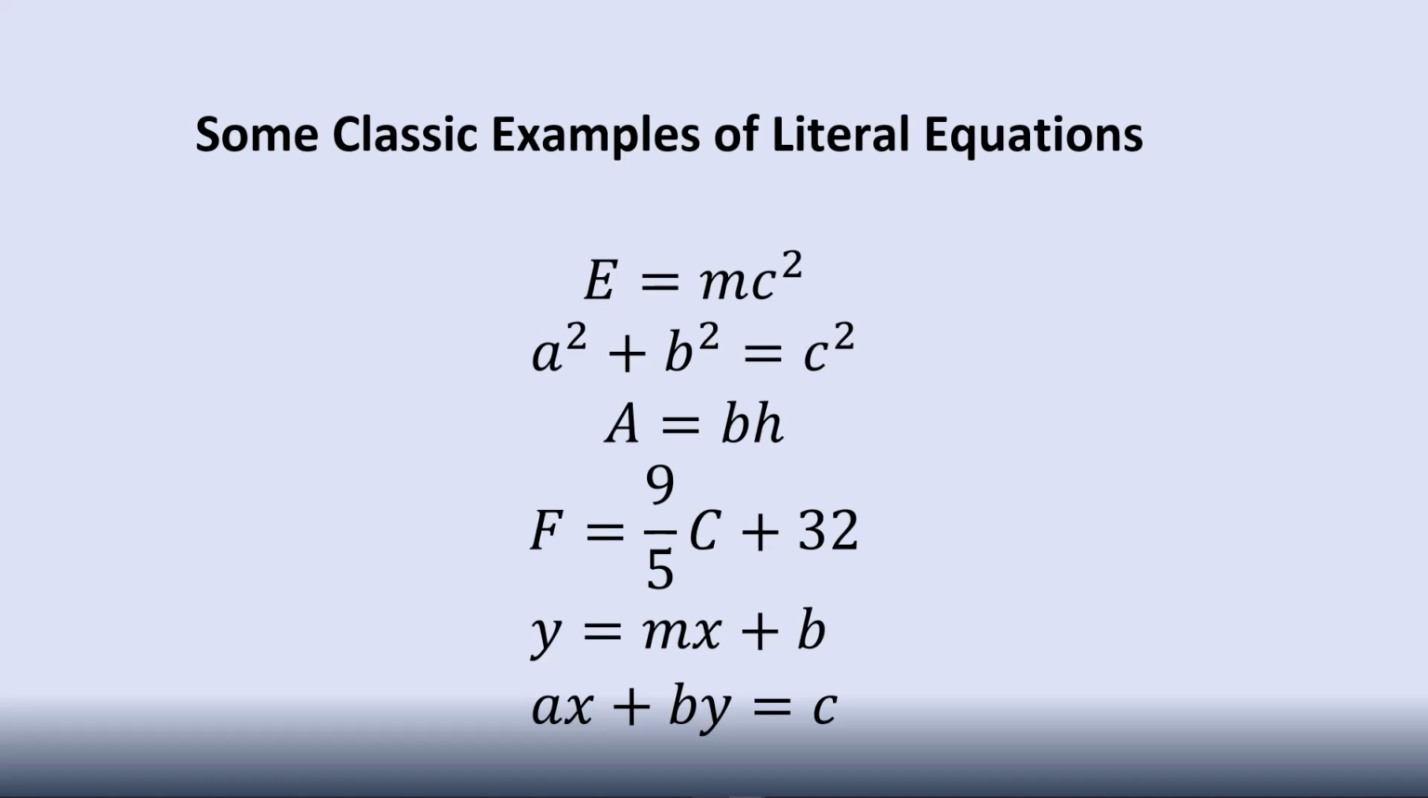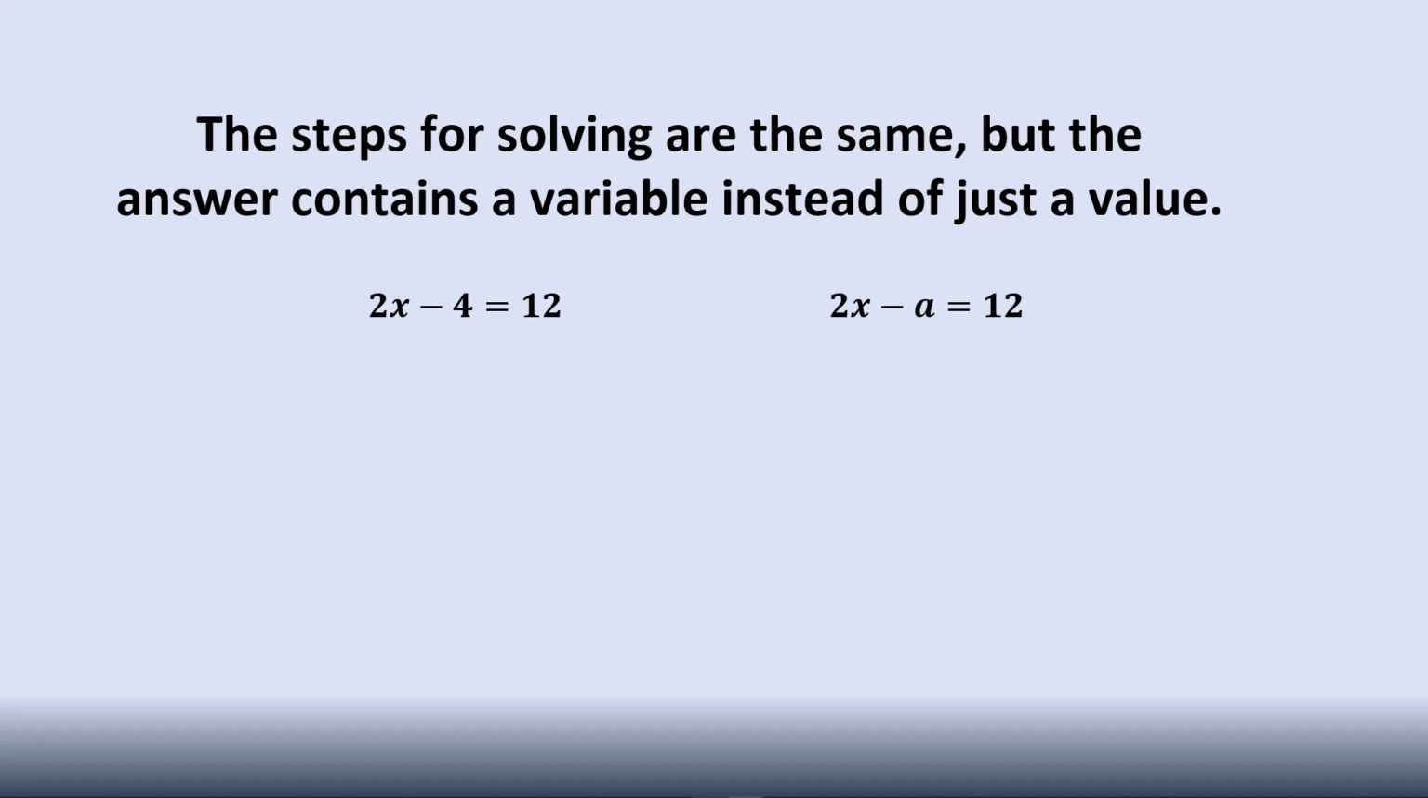Notice how all these equations have at least two variables. They are all literal equations. The steps for solving are the same, but the answer contains a variable instead of just a value. Here we have a one-variable equation, which we solve by adding 4 to both sides, dividing both sides by 2, and we get the answer x equals 8.